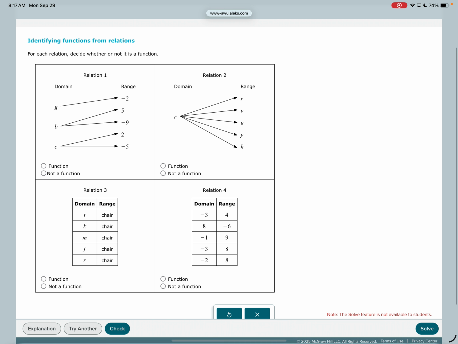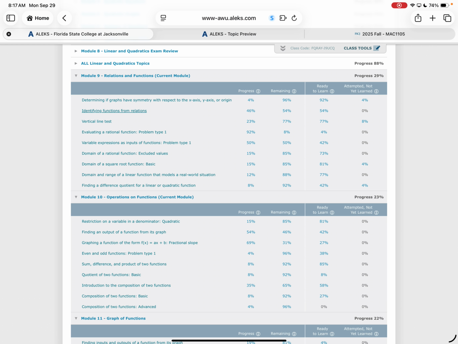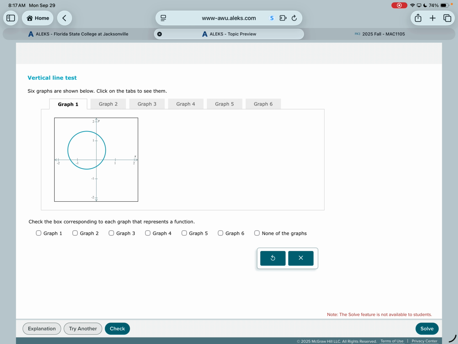Vertical line test, this is a way to look at a graph and see if it is a function. Oh, they changed this problem on me. Now I've got to have like 5 different pictures. Yeah, Alex updated this problem.